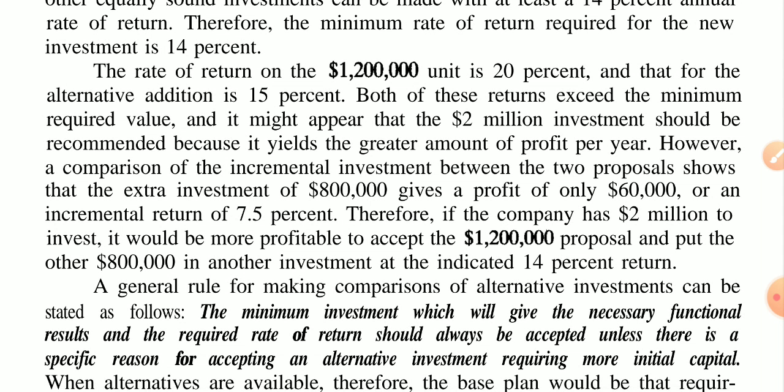Okay, the rate of return on the 12 lakh rupees is 20% basis, and that for the alternative addition is 15%. Both of these returns exceed the minimum required. It might appear that the 2 million investment should be recommended because it yields the greater amount of profit per year.